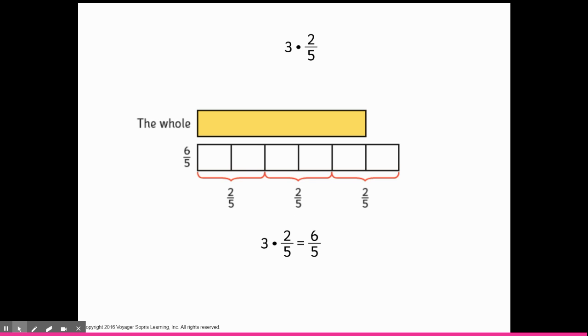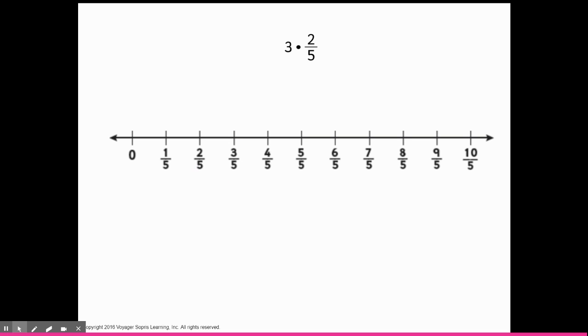Let's look at this problem again, but use a number line this time to multiply. We can think of this as skip counting 2/5 3 times. Count by 2/5 1, 2, 3 times. The counting pattern is 2/5 to 4/5 and 6/5. So 3 times 2/5 is 6/5.